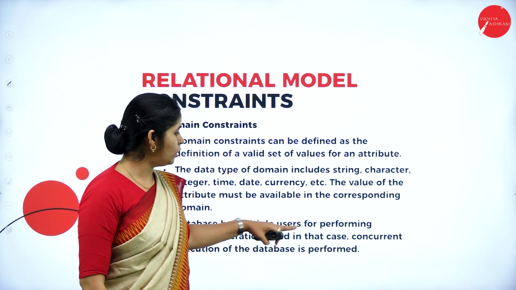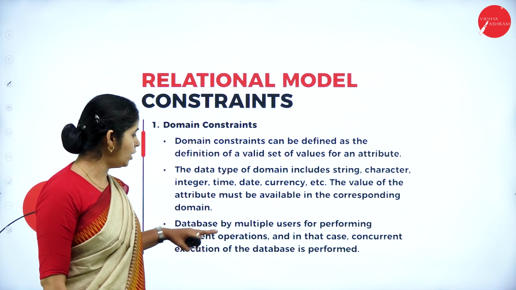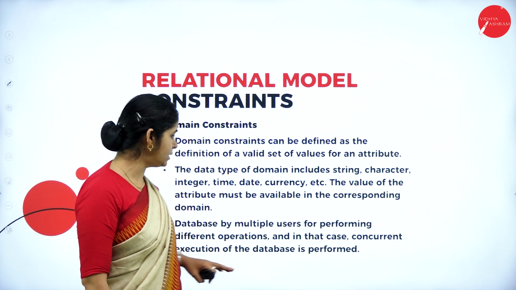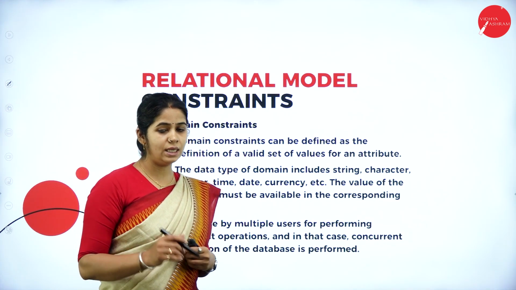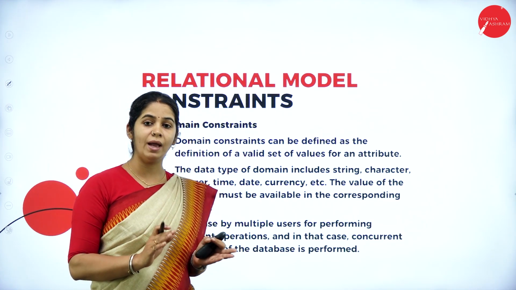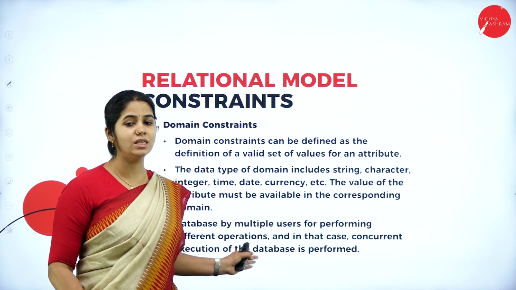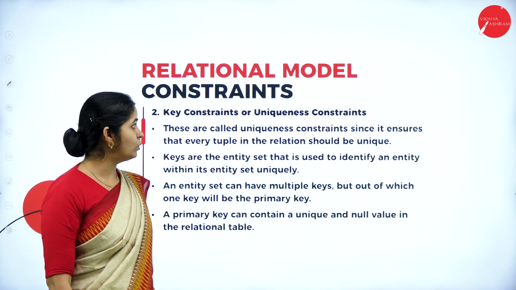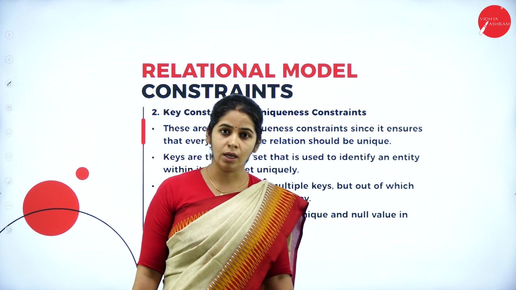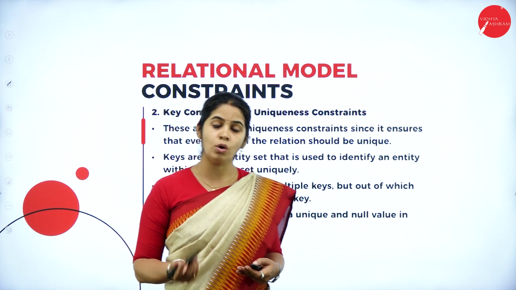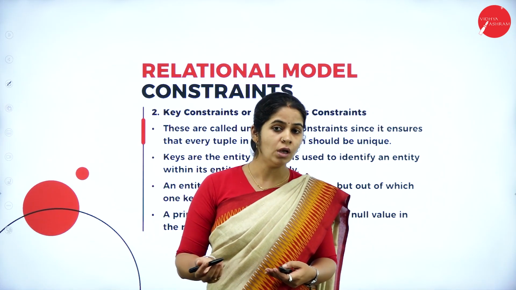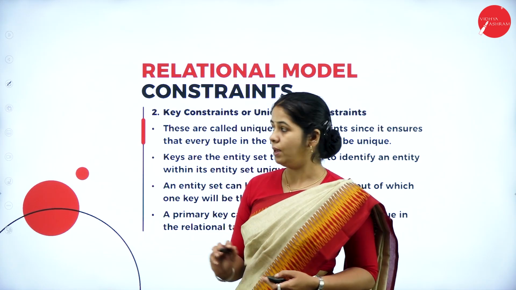A database can be used by multiple users for performing different operations, and in that case concurrent execution of the data can be performed. A single database can be used by different users. That is called concurrent execution. While we are doing the concurrent execution, we have to maintain the integrity of the database. So we are putting some restrictions on the domain of the database.